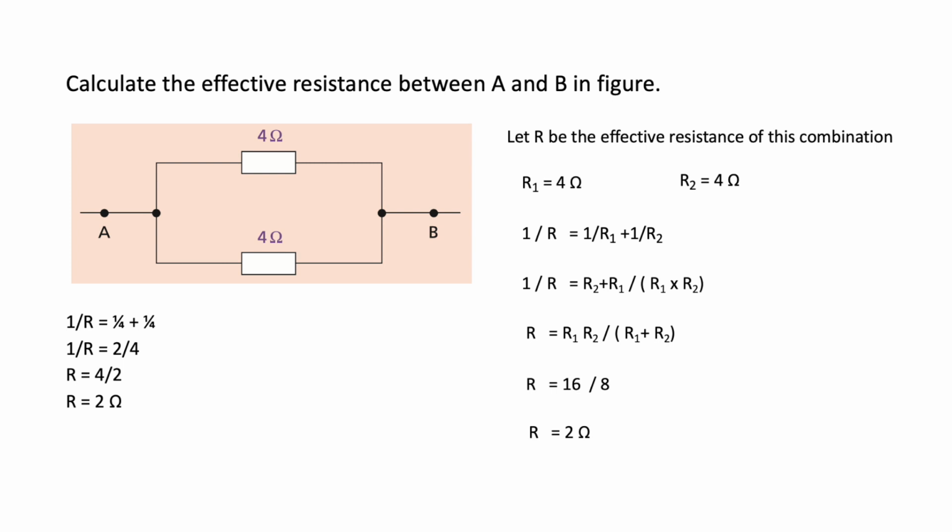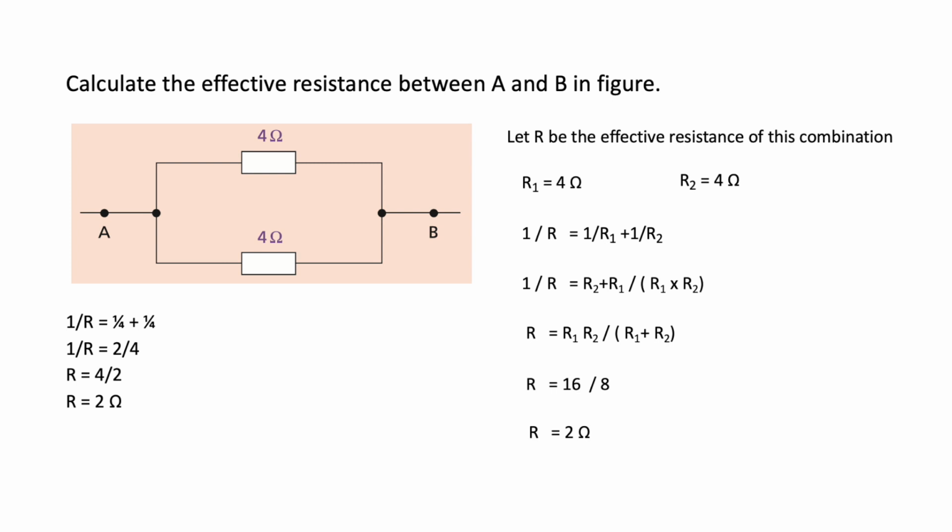Now for a parallel connection we know the reciprocal of effective resistance: 1 by R equals 1 by R1 plus 1 by R2. That is 1 by R equals (R2 plus R1) divided by R1 times R2. That is, if you take the reciprocal of effective resistance, we will get this equation. So therefore, effective resistance R equals R1 R2 divided by R1 plus R2. That is, R is equal to 16 divided by 8. You will get effective resistance 2 ohm.